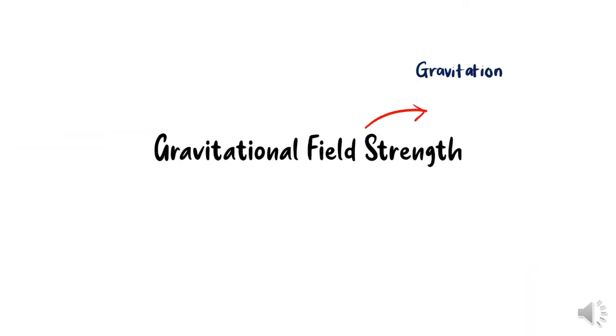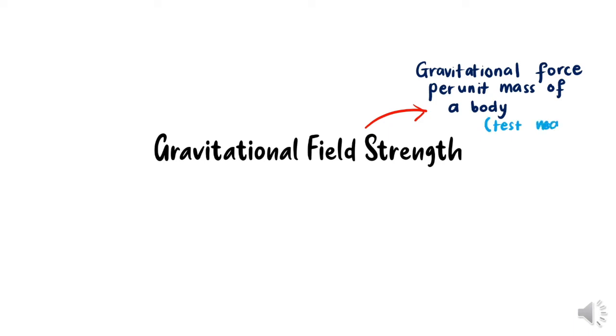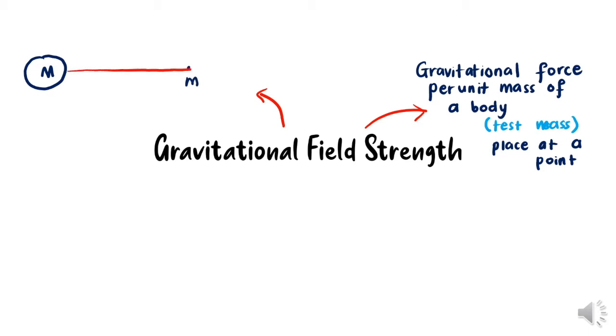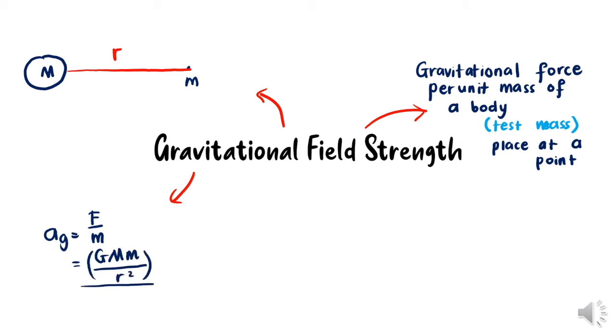Next we proceed with gravitational field strength, where gravitational field strength is gravitational force per unit mass of a body. The body is what we call the test mass. It is a mass that can be moved from one place to another place. So we have our big M and our small m. Big M refers to the mass of the planet and small m refers to the mass of the test mass. And there is the distance between big M and small m.